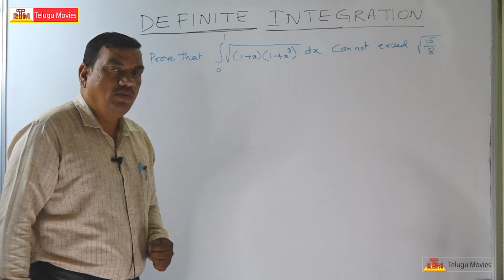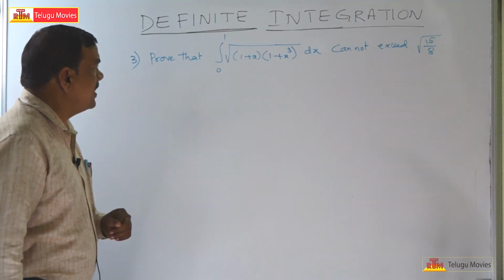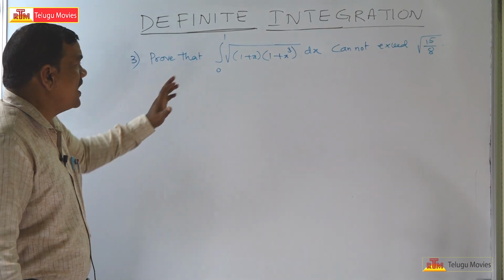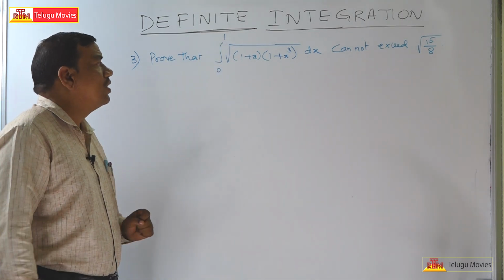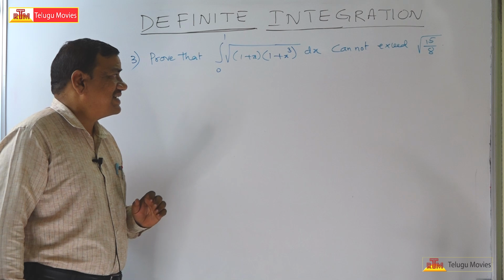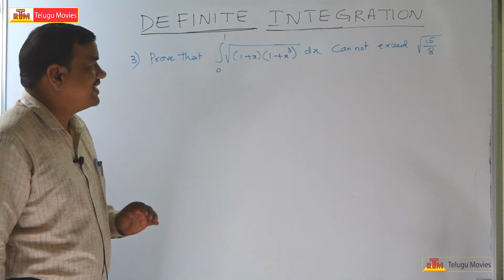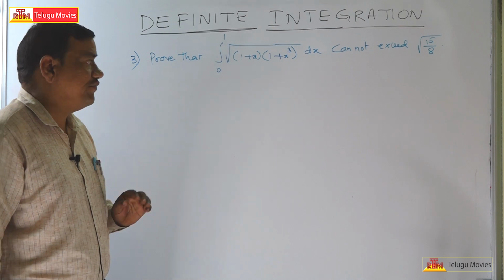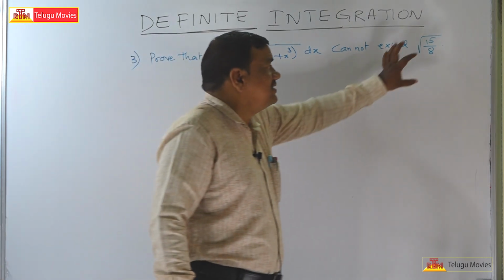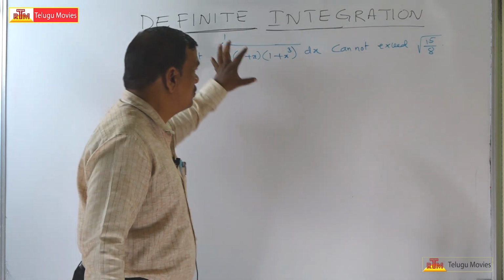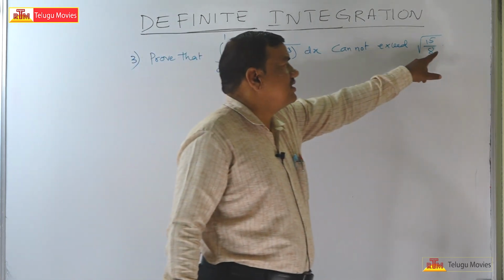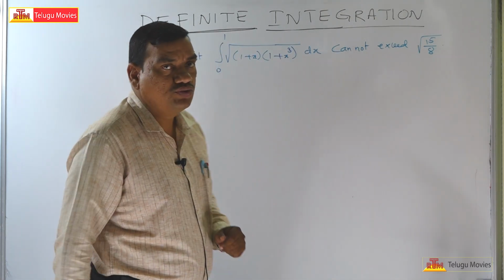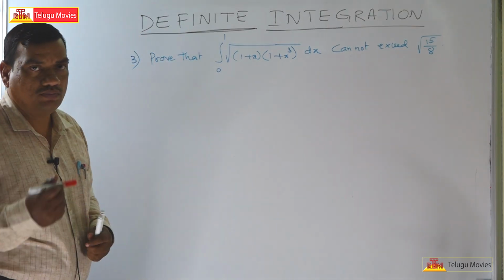Welcome to this problem. Here there is an integration. Prove that the integral from 0 to 1 of the square root of (1 plus x) into (1 plus x cube) dx cannot exceed root of 15 by 8. That means this is your maximum value, and this is the maximum value that we have to prove.